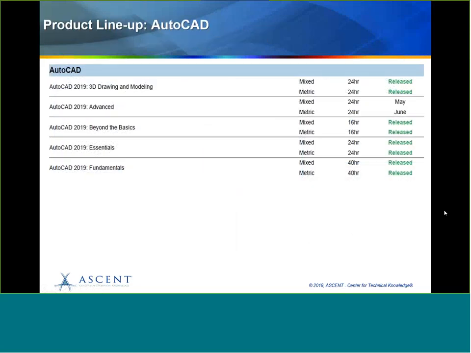Now the product lineup for AutoCAD. So the various books and the learning guides that are available from ASCENT for AutoCAD are AutoCAD 2019 Fundamentals, and this is where I had gotten all the information from today, and it is available in both mixed and metric releases. Then we also have the AutoCAD 2019 Essentials, AutoCAD 2019 Beyond the Basics, and AutoCAD 2019 3D Drawing and Modeling. All of these are available and they have been released.